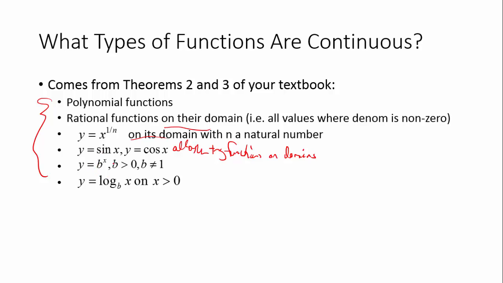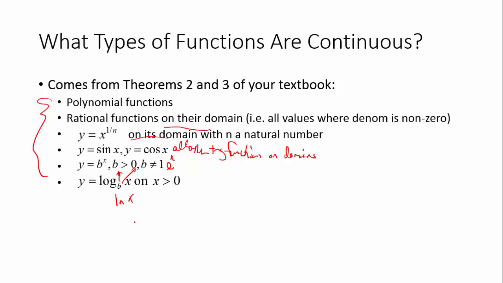Your exponential functions, b to the x. As long as the base is greater than 0, but not 1, you'll have a continuous function. So for instance, e to the x, because that's a base, it's a number, it's bigger than 0, that would be a continuous function on its domain. Log base b of x, again, as long as the base follows these rules, it's going to be continuous. And that would also include the natural log because the base is e.